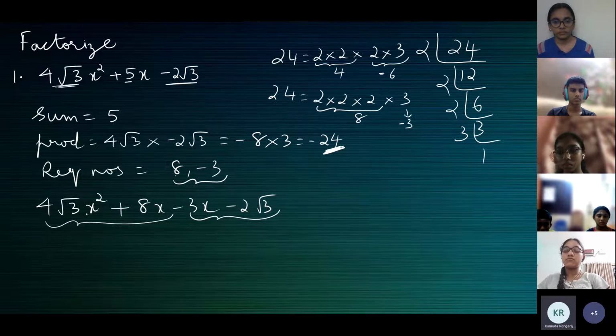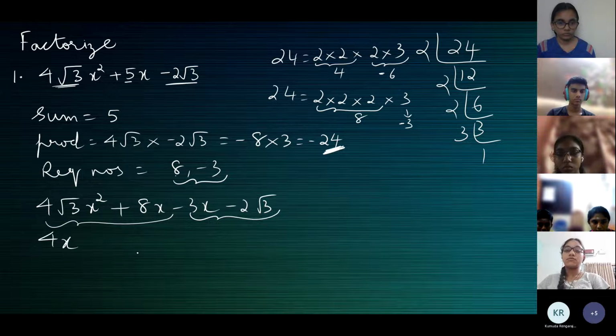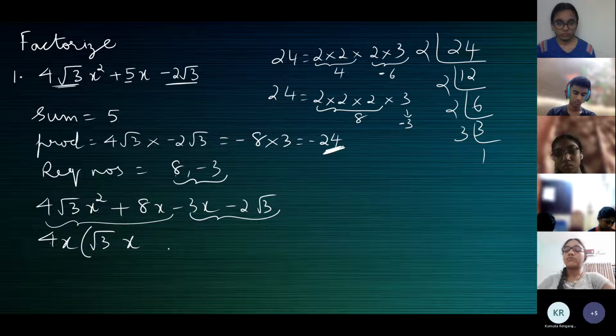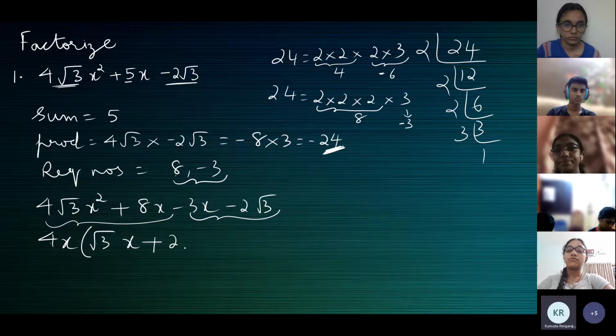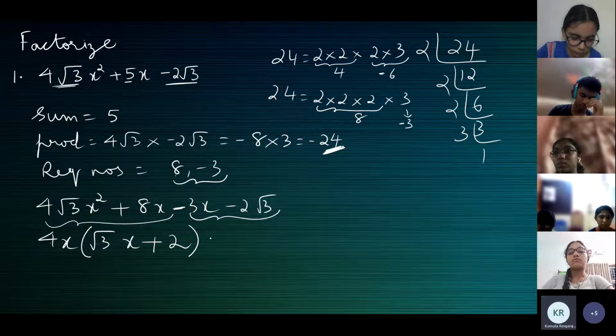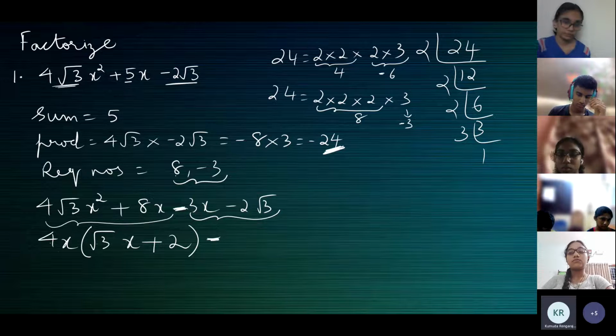So what is common between 4√3x squared and 8x? The HCF is 4x. X squared and x, x is common; 4 and 8, 4 is common. So in the bracket, you will have √3x, because 4 into √3 is 4√3 and x into x is x squared. Plus, we have a 4x here, 4x into 2 is 8x. Close the bracket. Bring down the sign as it is, this minus, bring it down as it is.